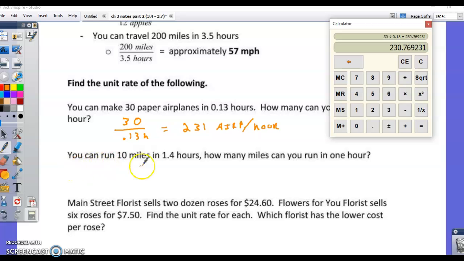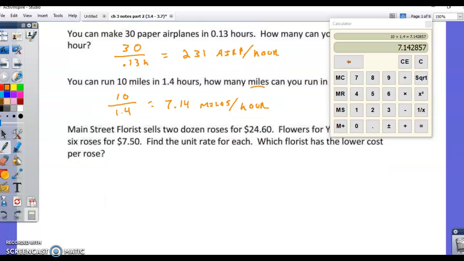Here's another example. You can run 10 miles in 1.4 hours. How many miles can you run in 1 hour? So again, we're looking per 1 hour. So we're going to put the miles on the top and the hours on the bottom. So 10 over 1.4. Then we can take 10 divided by 1.4, and that gives us 7.14 miles per hour.